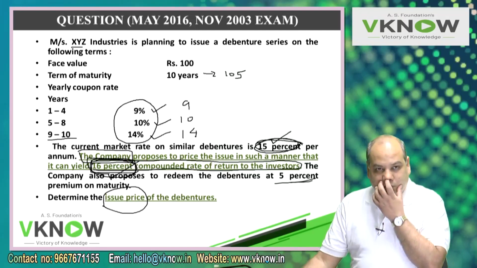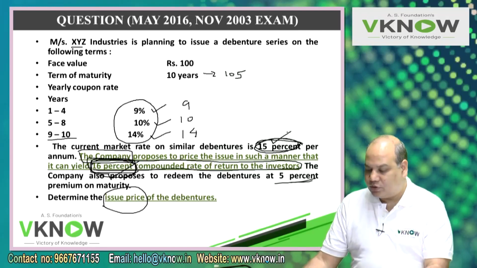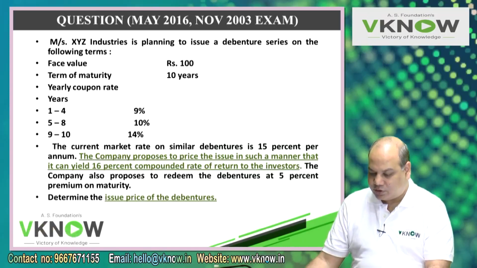Or if the question was, investor's desired rate of return is 15%, then I will use 15% as the discount rate. But here the company, in order to attract the investor, is willing to issue the bonds at such a price that the investor should be able to earn a rate of return of 16%. So 16% will be used as the discount rate.